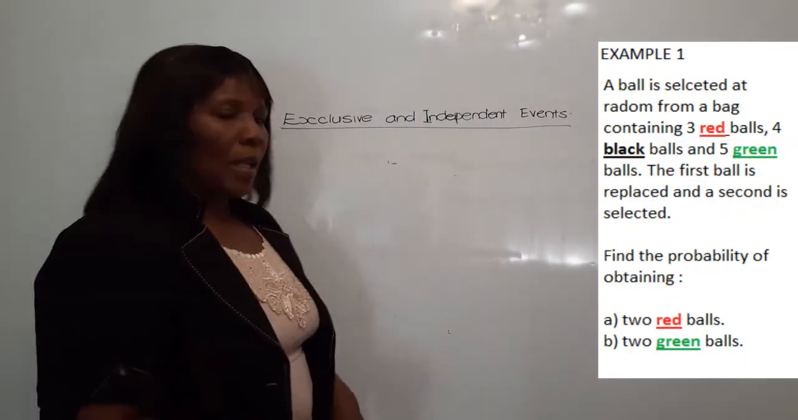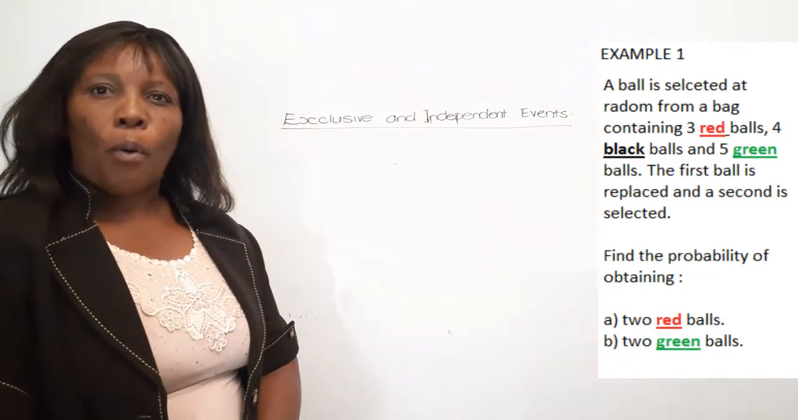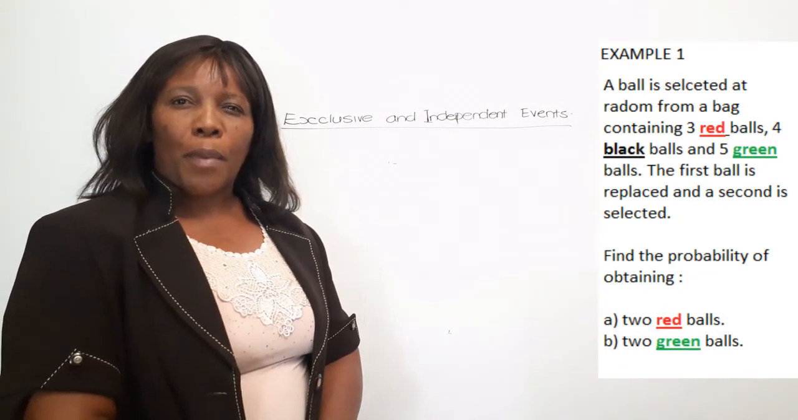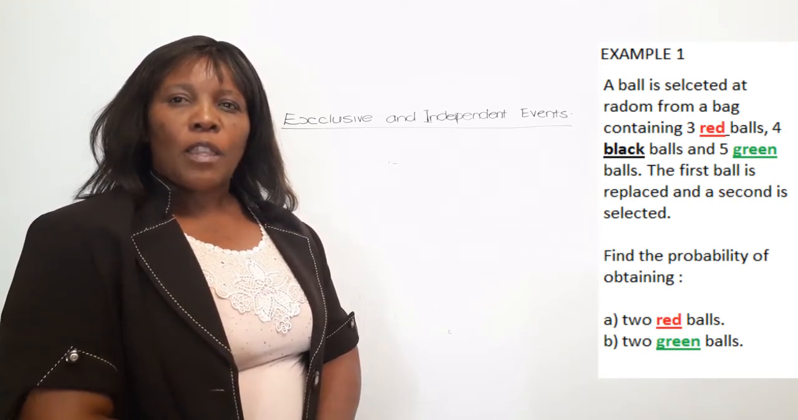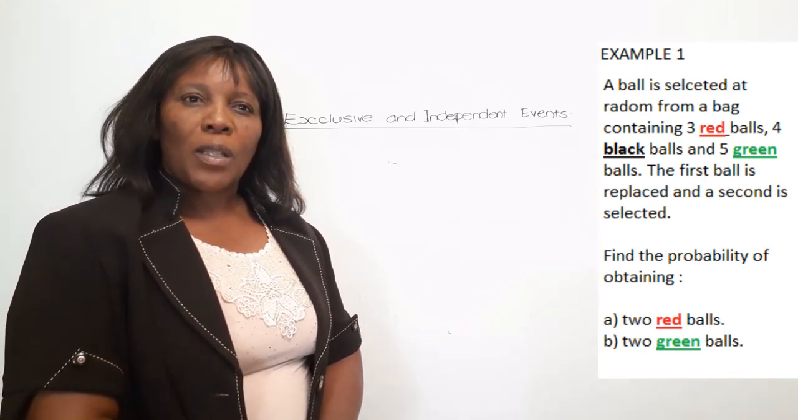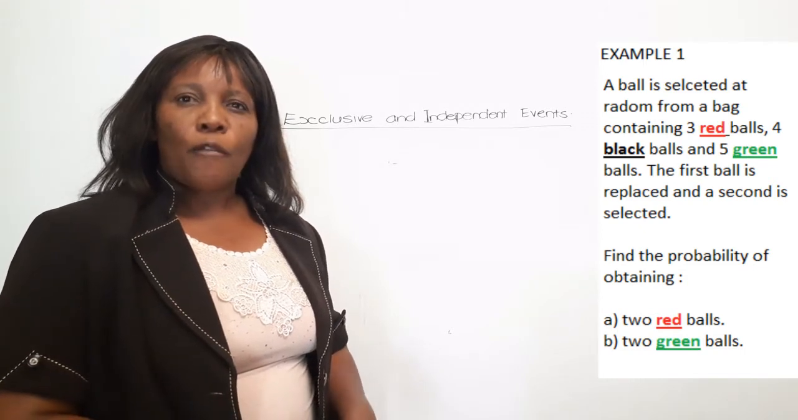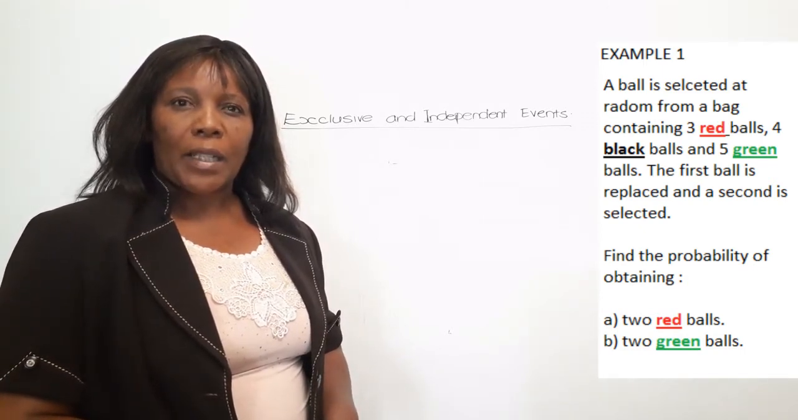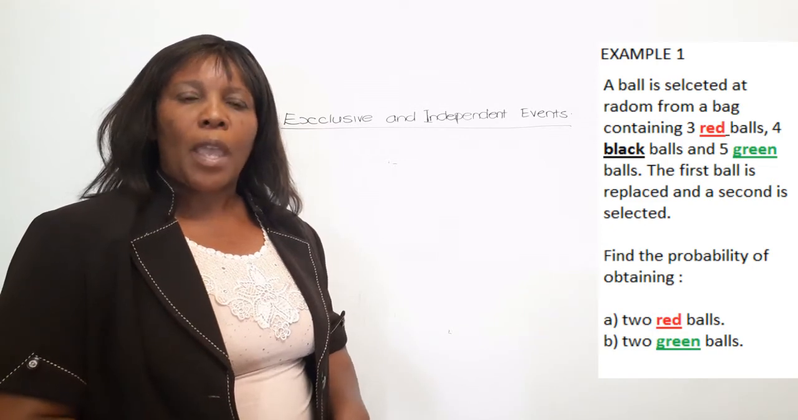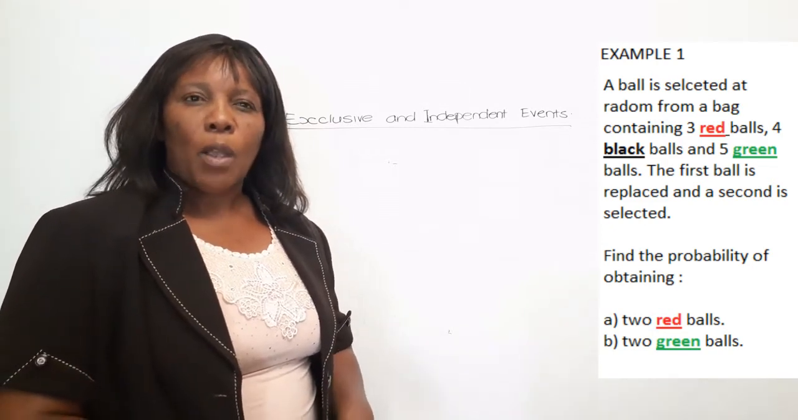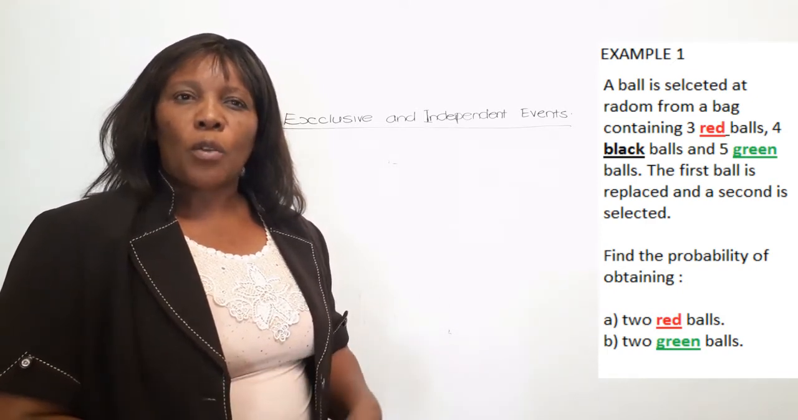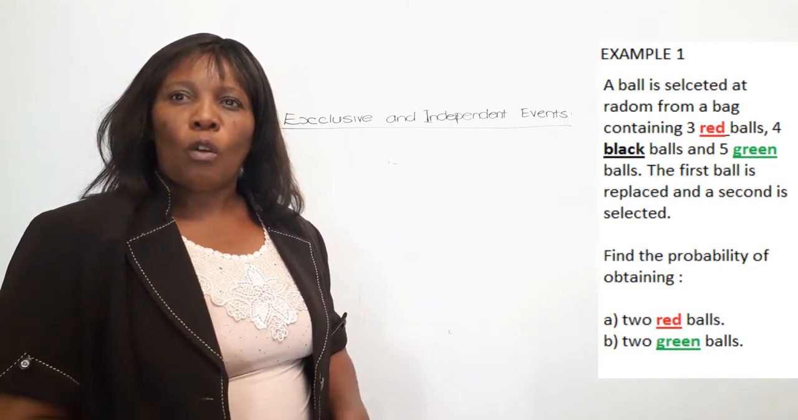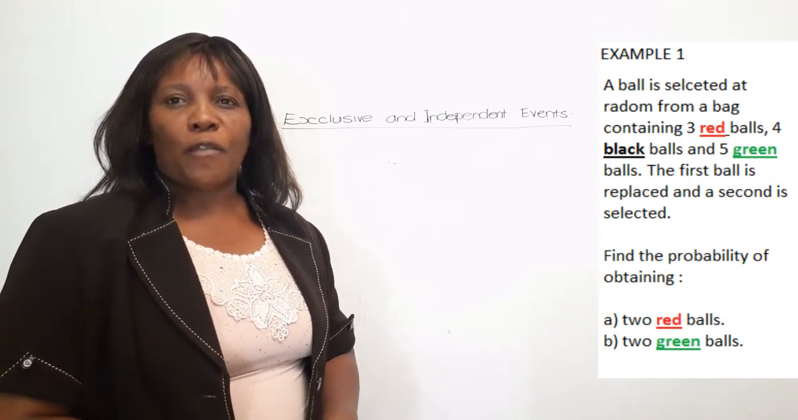Example number 1, as you can see it on the board, says a ball is selected at random from a bag containing 3 red balls, 4 black balls, and 5 green balls. The first ball is replaced and the second is selected. So we call this picking and replacing. You have got to get that part right, that we are replacing. There are times where we do not replace. This time we are replacing. You pick the ball, you put it back, and you continue with your experiment with your total of 3 red, 4 black, and 5 green balls.